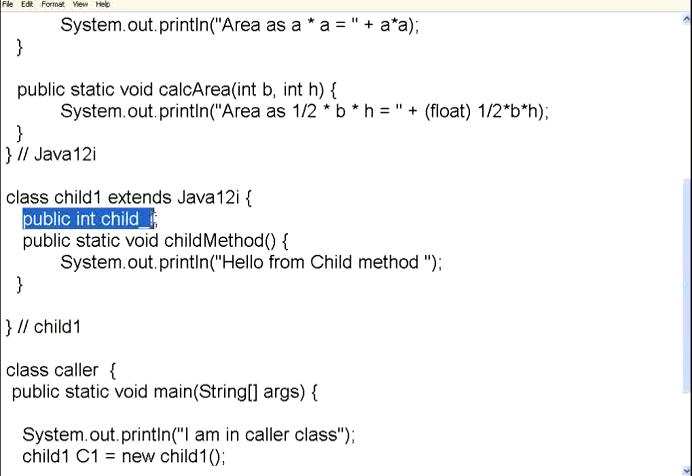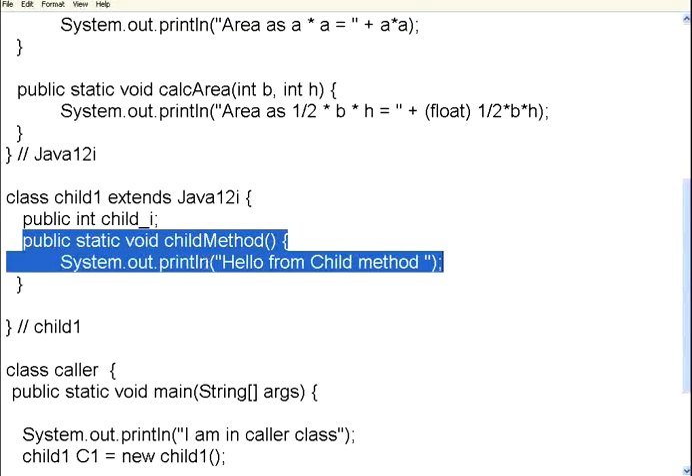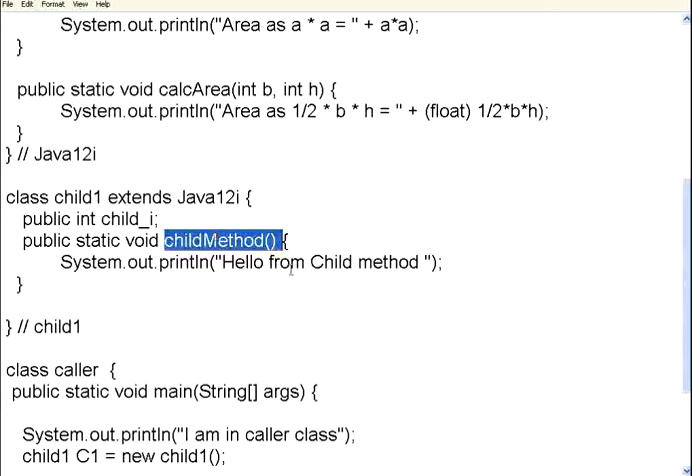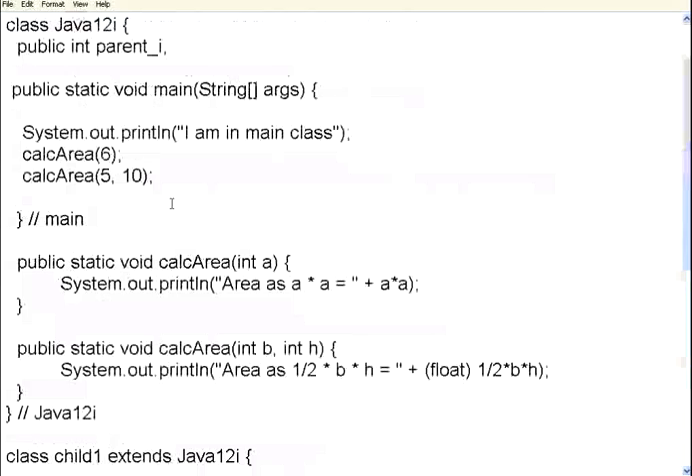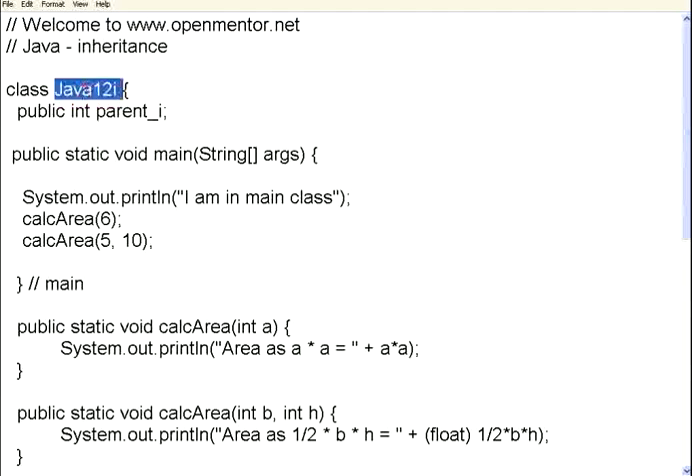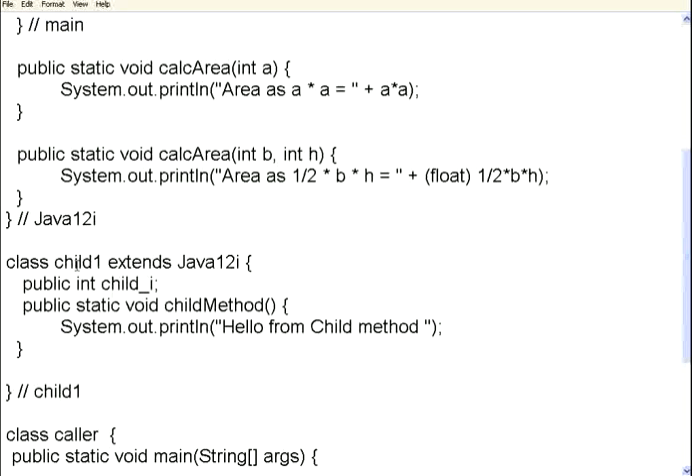It has its own attribute. So parent can have separate attributes, child can have separate attributes. The child class has a method, void child method, hello from child method, just a print statement. You can put your application logic here, but for the sake of explaining the inheritance, I am doing so. So there is one superclass Java 12i and a child class called child1.